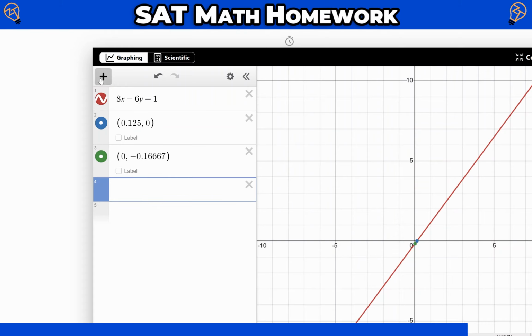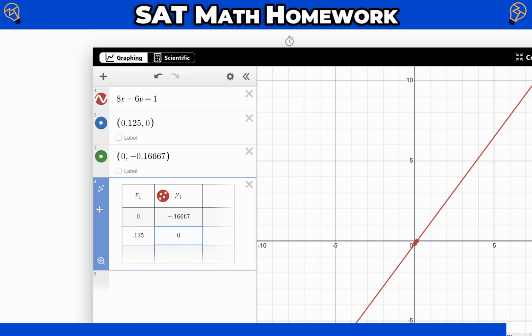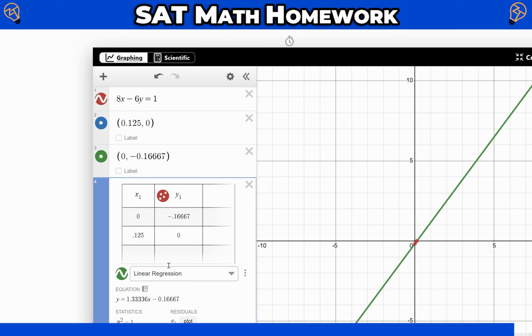But in a normal situation, you could just go to table, and let's say you put those in. Let's say 0, negative 0.16667, and then over here 0.1250. When you go to this, which is add regression, you could see the slope as 1.3333, and that actually would have worked as well.